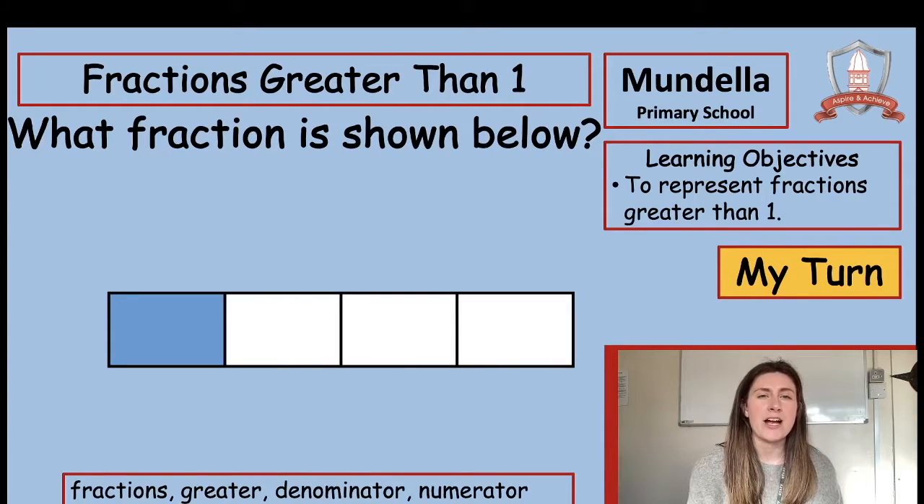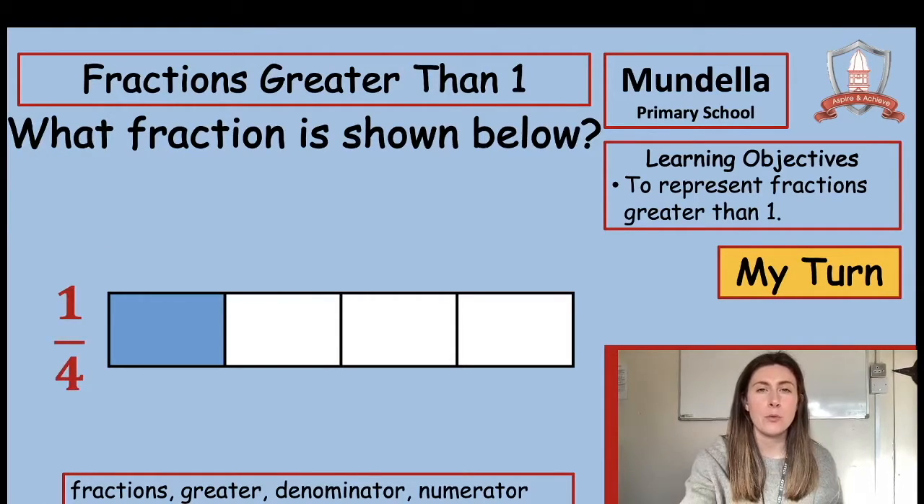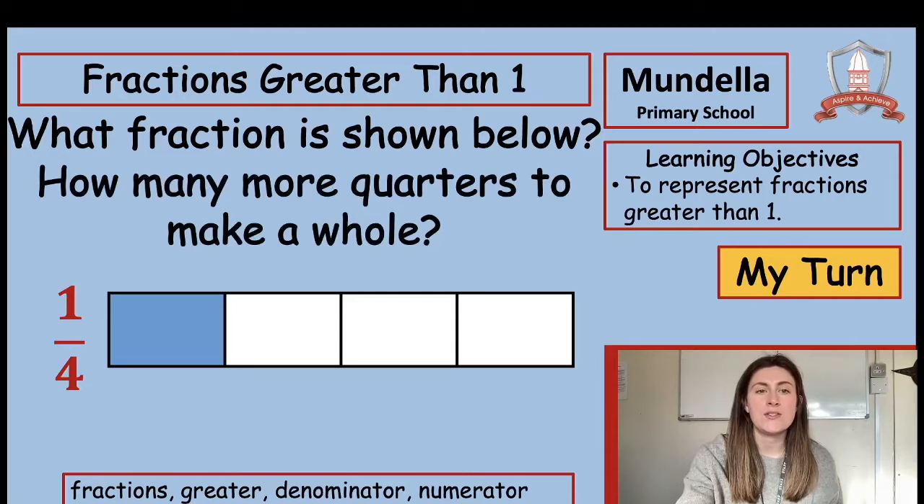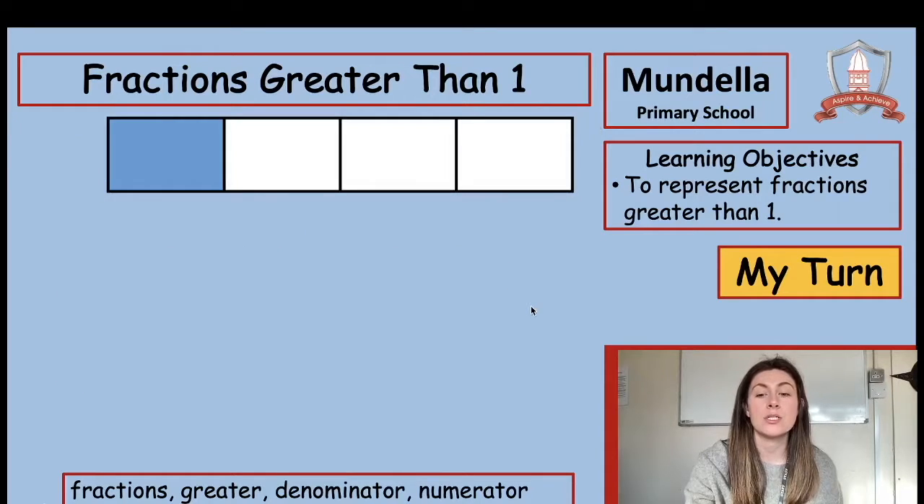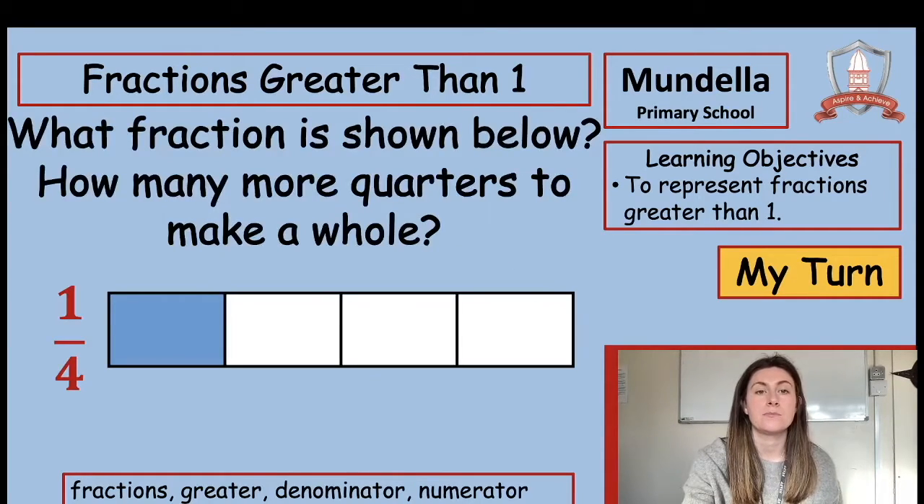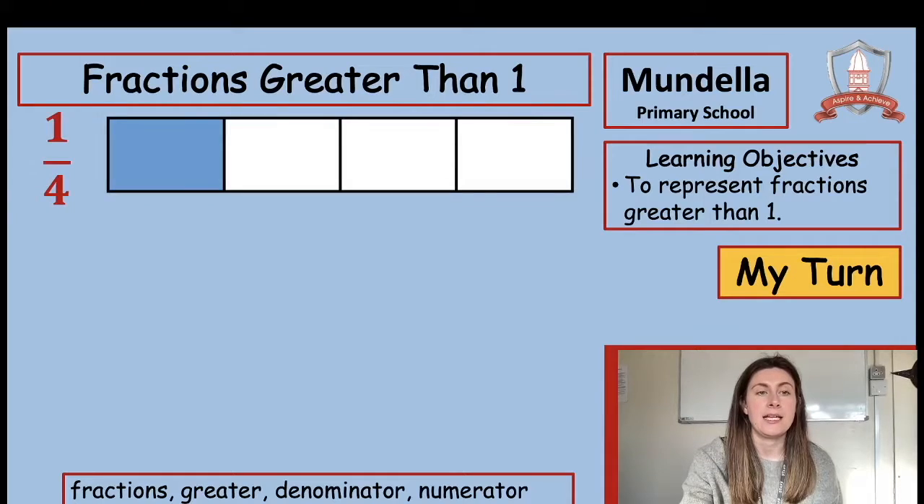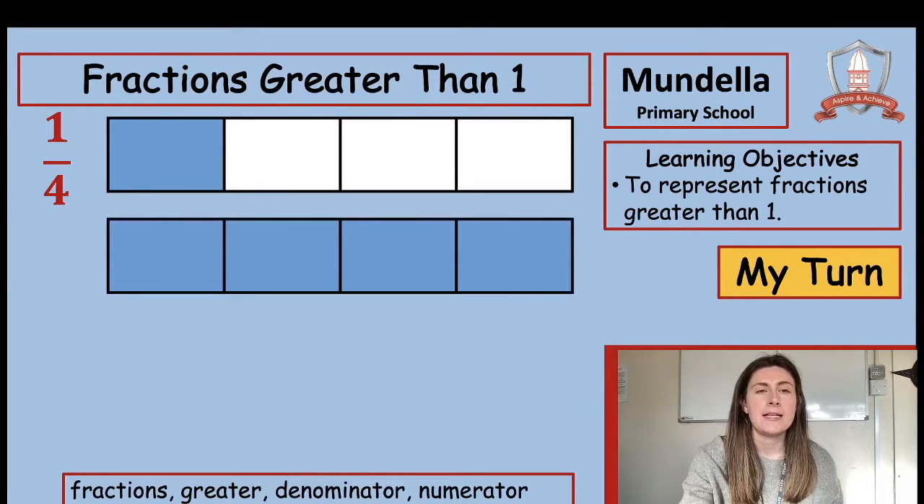Okay, what fraction is shown below? I've got 4 parts, 1 part shaded. So I've got 1/4 shown. How many more quarters do I need to make a whole? I need 1, 2, 3 more quarters to make a whole. Okay, so here's my 1/4. Now I've got my full 4 quarters.